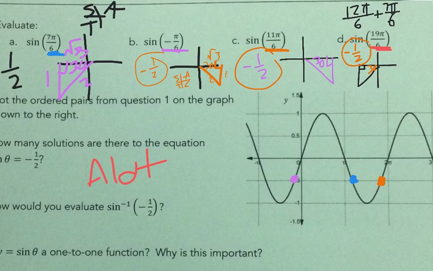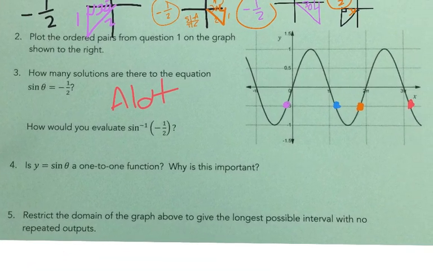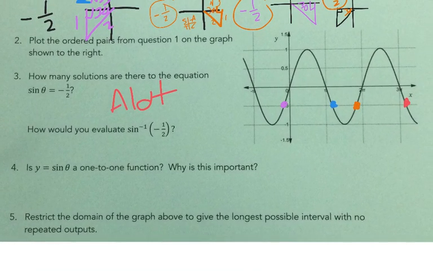Do we follow? So I've restricted my domain. Does it actually visit every y value though? Yeah, all the way from negative 1 to 1. So what is the domain I'm restricting to? Negative half pi to half pi. That's it. Negative pi over 2 to pi over 2. So that is right here, number 5. Restrict the domain of the graph above to give the longest possible interval with no repeated outputs. So my interval is from negative pi over 2 to pi over 2.